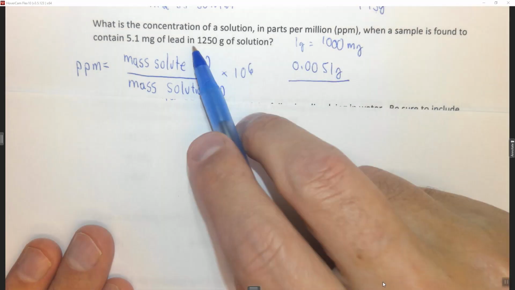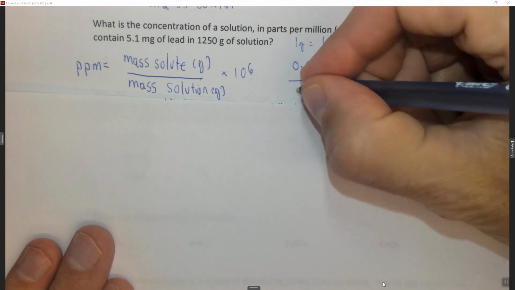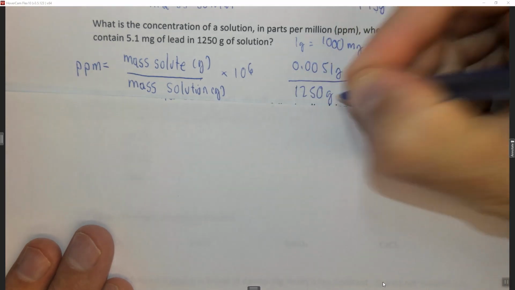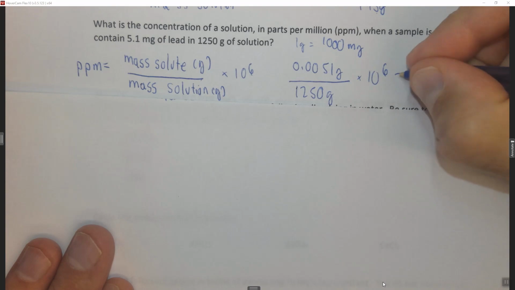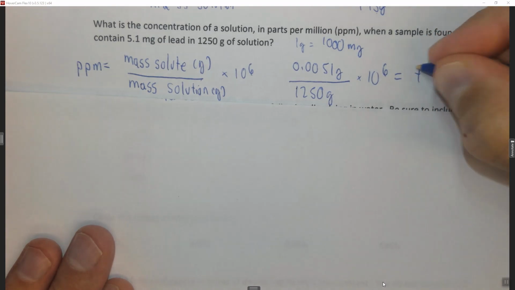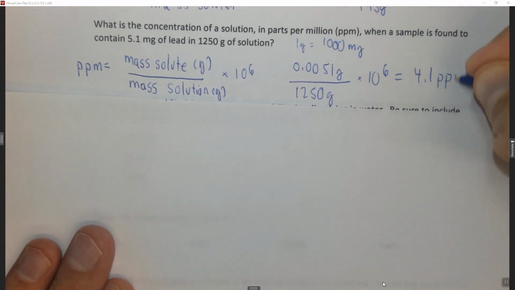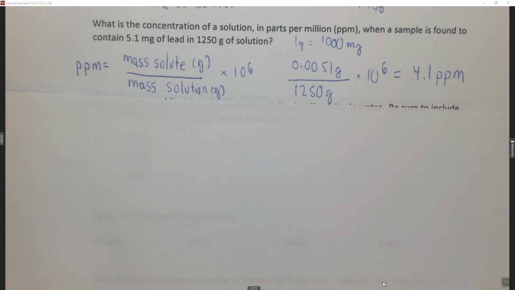The mass of your solution is already in grams, so we just put the 1.250 grams on the bottom, and then we multiply by a million, 10 to the sixth, and when you do that, what you end up with is 4.1 ppm.